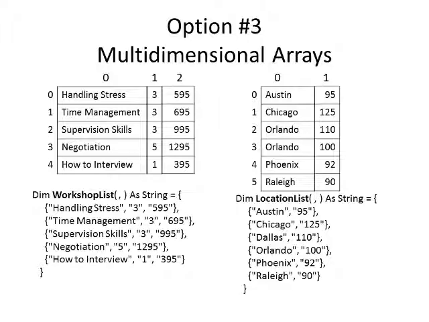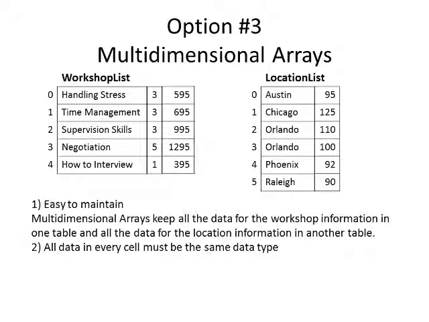I have another double-dimensioned array for the location. Here, it doesn't matter if I add or delete a workshop, I just add or delete lines in the array. This makes it easy to maintain because all the data for the workshop information is in one table and all the data for the location information is another table.